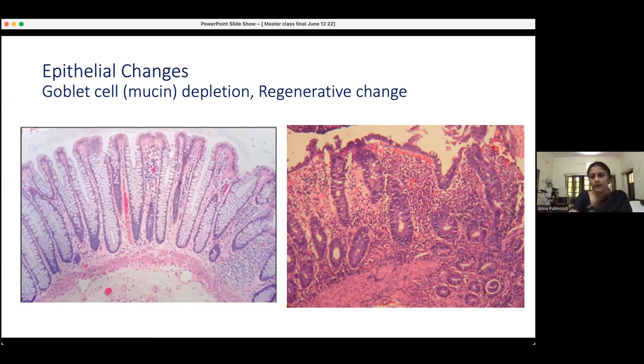The other thing that you're seeing is regenerative change. This dark appearance of the epithelium is because cells are producing more RNA to multiply and to synthesize more mucin and various protective factors. So they have a lot more RNA in them and they look more bluish in color.